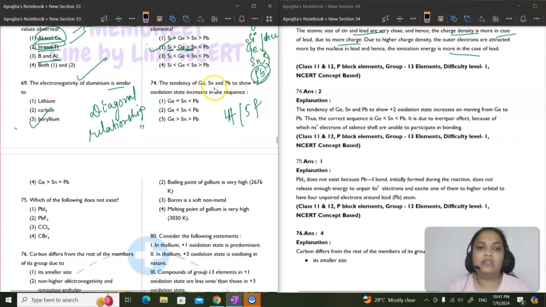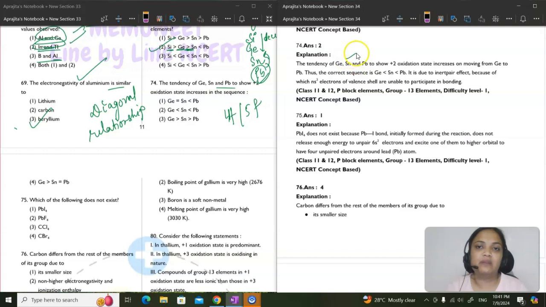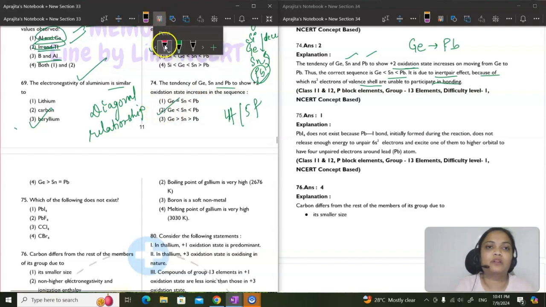Next, tendency of germanium, tin and lead to show +2 oxidation state increases in the sequence. The tendency to show +2 oxidation state increases when moving from germanium to lead. It is because of inert pair effect, where ns2 electrons are unable to participate in bonding. So the lower oxidation state is stable. +2 is the lower oxidation state, so its stability will increase from germanium to tin to lead. The answer is option number 2.